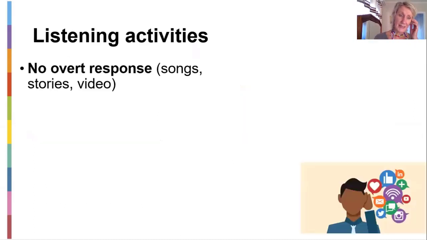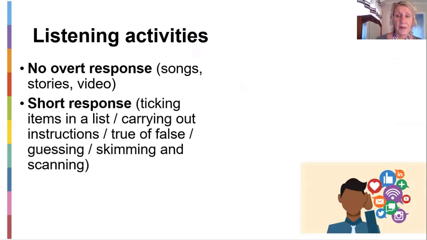These are different activities, those that require no overt response, like a song or video, you just have to listen to it. But there are other types of activities that require some kind of short response, like ticking an item in a list. So you'd have a comprehension about fruit, and they would have to tick which types of fruit were listed in the comprehension. Or carrying out instructions. You say to the person, do this, do this, do that, and they have to follow and do those things. True or false?